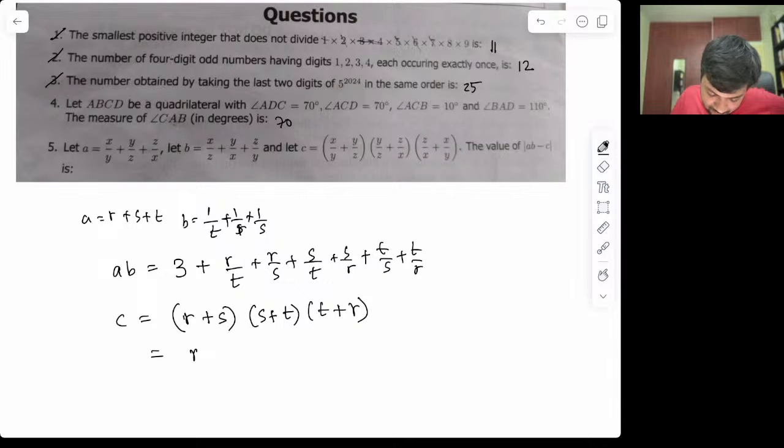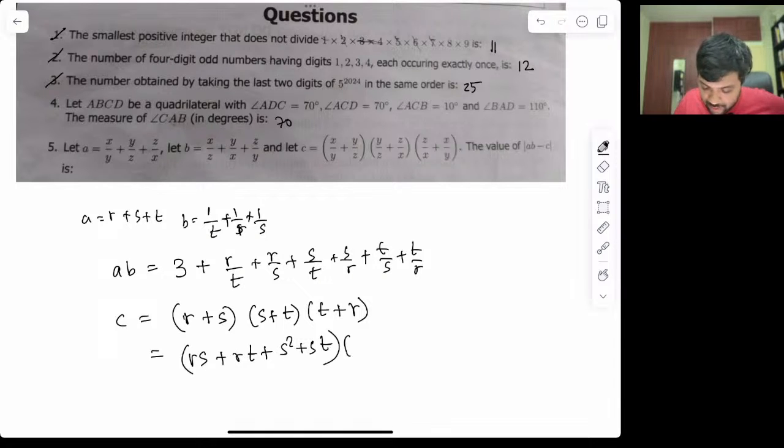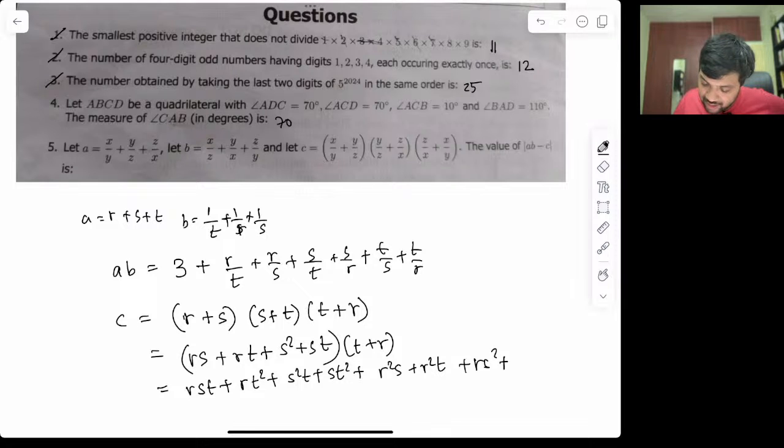RST is like 1. x by y, x by z. I think RS is 1 by t. That is true. RST is 1. Okay, maybe I'll just multiply it out. It's wasting too much time thinking of some sneakier method. S square plus st into t plus r, rt square plus s square t plus st square plus r square s plus r square t plus r square plus again rst. Rst is 1.